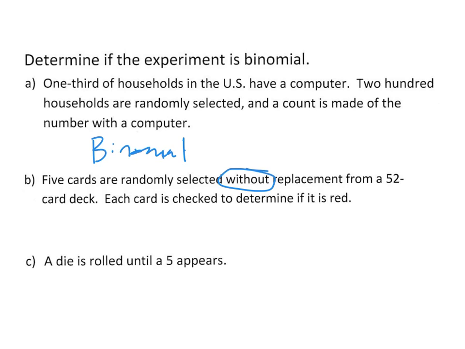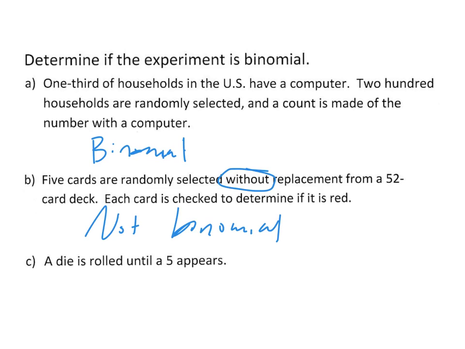Without replacement. So if it said with replacement, we put the cards back every time, then each trial wouldn't be affected by the previous trial. But because once we pull a card out, now my probabilities change, because instead of having 52 cards, I have 51 cards or 50 cards or whatever. So this is not binomial. Okay? How many had that right? How about the last one? 2 possible outcomes are what?